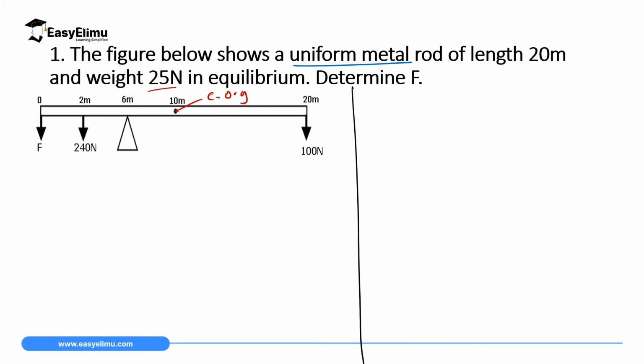And if its weight is 25 Newton, then at the 10 meter, that is where the weight of 25 Newton acts. So this way we'll have our 25 Newton. If it's at equilibrium with all these forces that we have, then we can determine F by using the principle of moment, that is clockwise moment is equal to anti-clockwise moment.